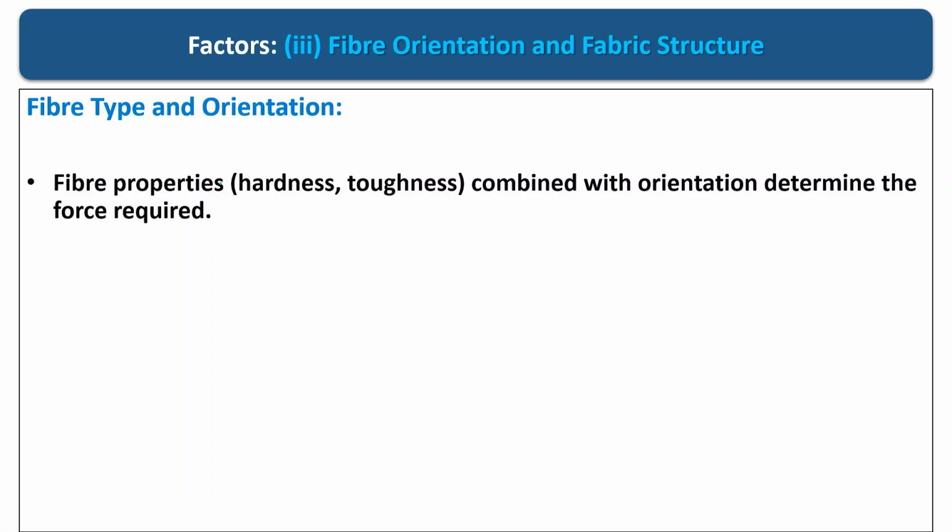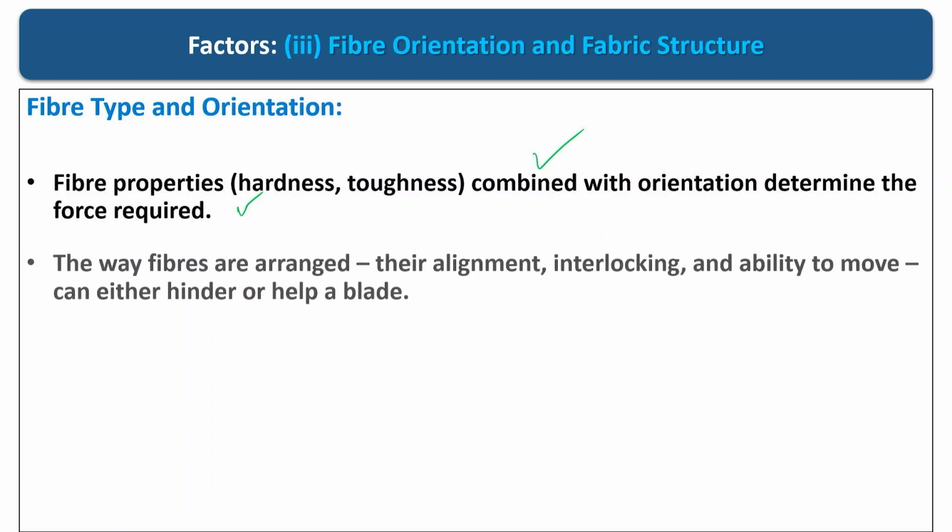So, fiber properties, hardness or toughness, combined with the orientation determine the force. Like fibers of para-aramid or ultra high molecular weight polyethylene, they have higher hardness or toughness. So, they produce higher cut resistance due to their high orientation.